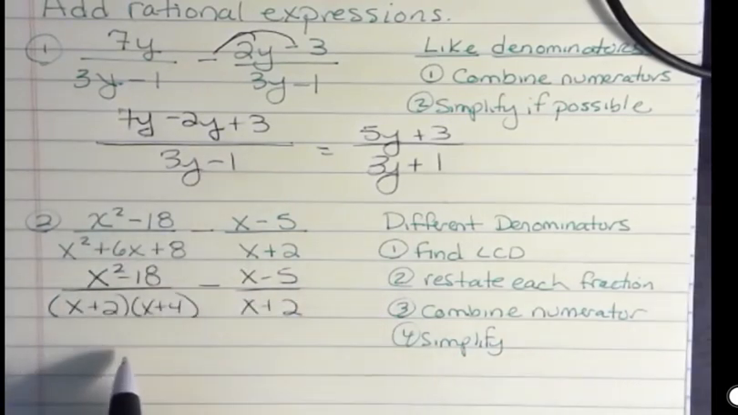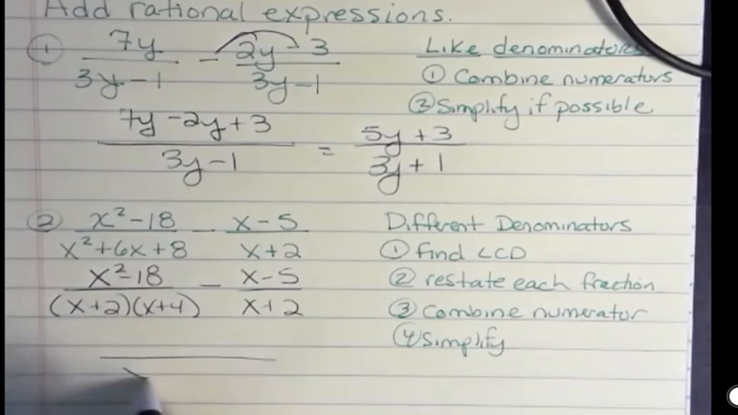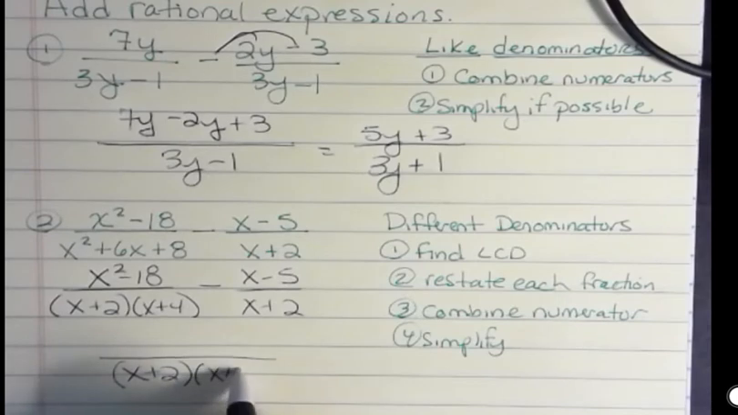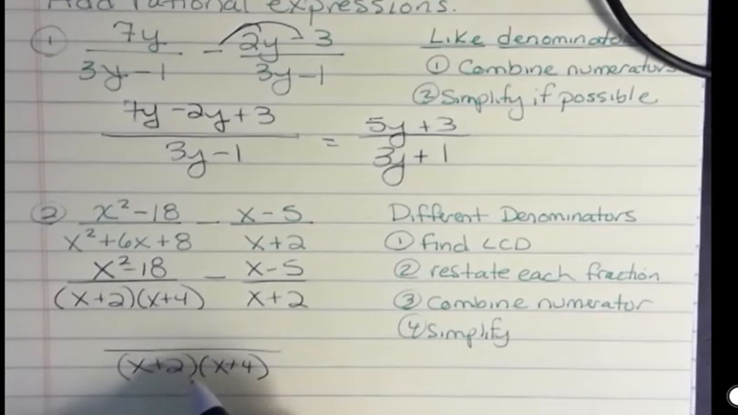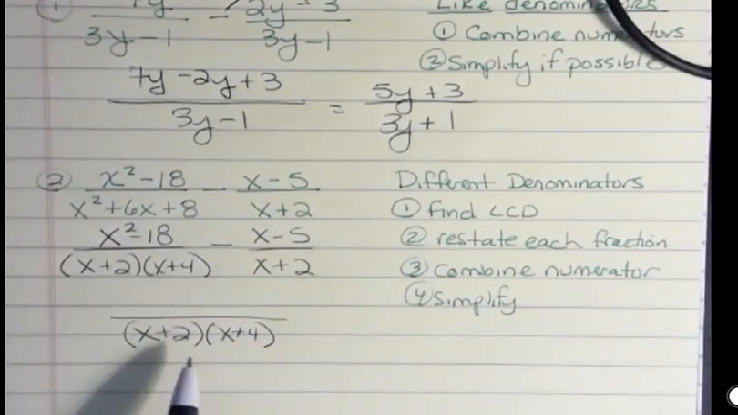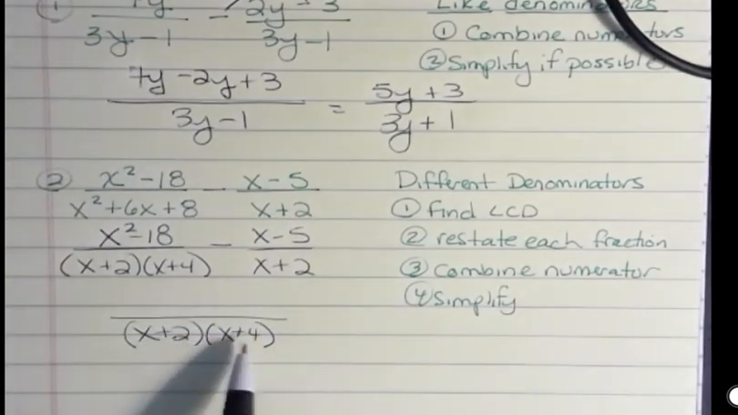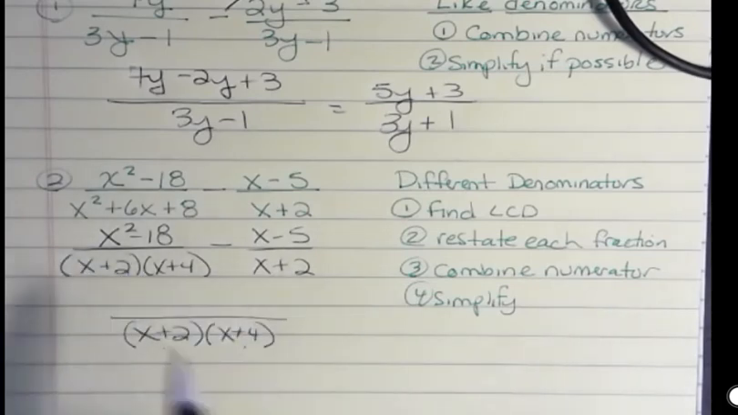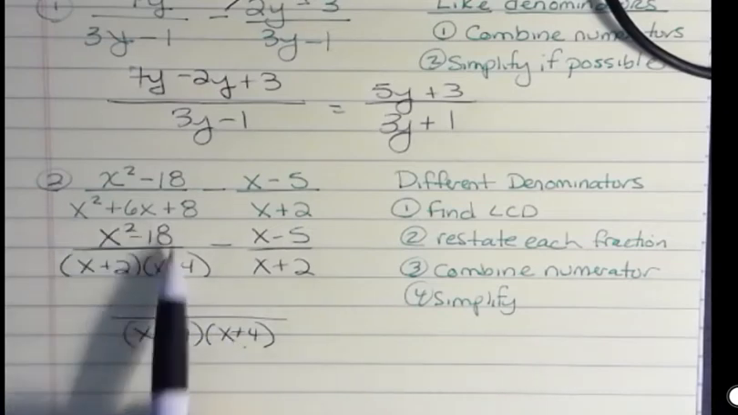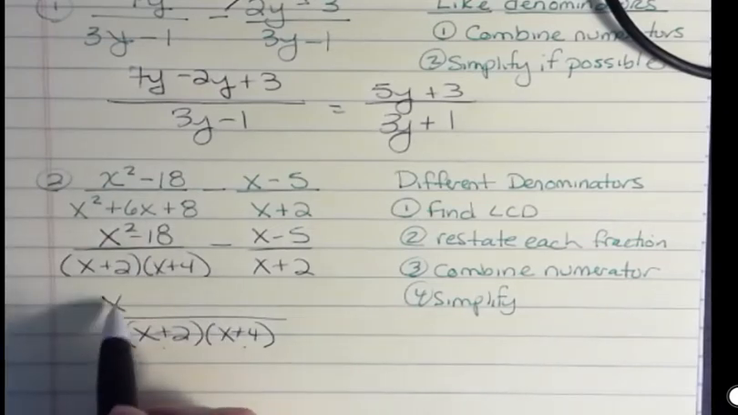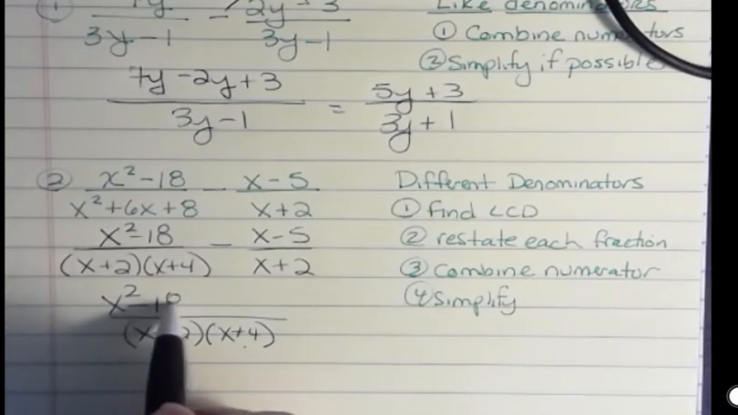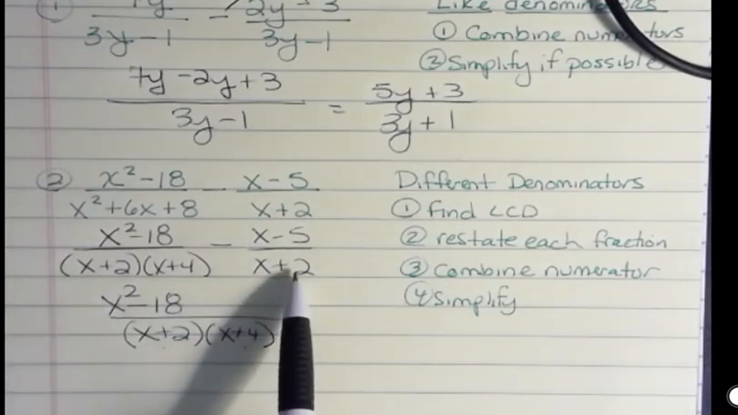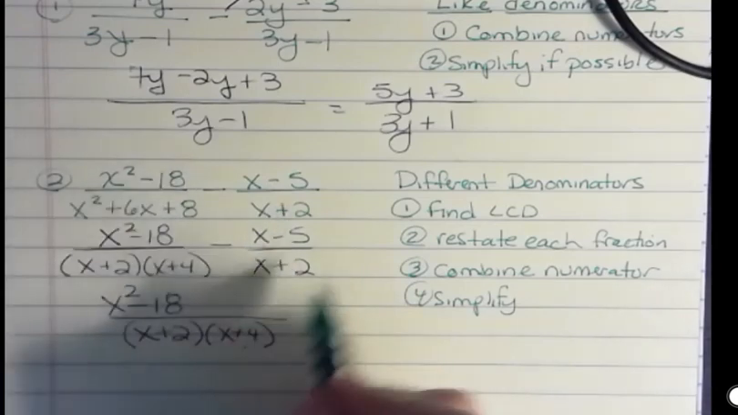So the least common denominator here is going to be x plus 2, x plus 4, and then x plus 2, well, I already have x plus 2, so we don't need to put that in there again. The common denominator has to represent all the fractions. These two binomials represent everything that's up there. So this is my common denominator. My first term is not missing anything from the common denominator, so I have x squared minus 18. It doesn't change.